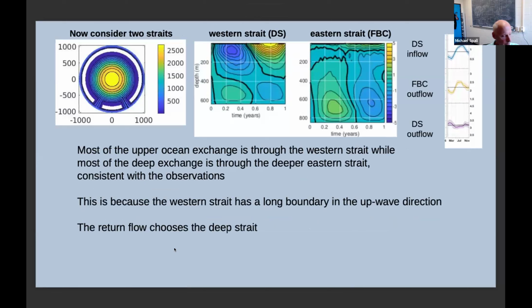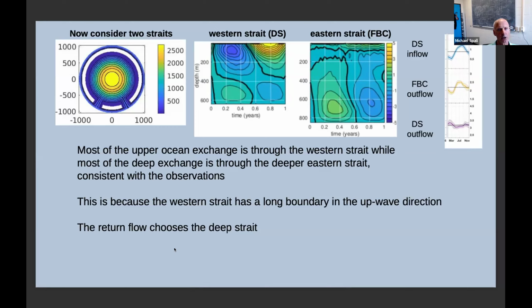Okay, so this is motivated by Denmark Strait and Faroe Bank Channel. So far, I've only talked about one strait. Now I have two straits. The same basic setup for the marginal sea, but now I've got a shallower strait over here to the west and a little deeper strait over here to the east. So this is sort of Denmark Strait. This is sort of Faroe Bank Channel, and this little bit here is Iceland.